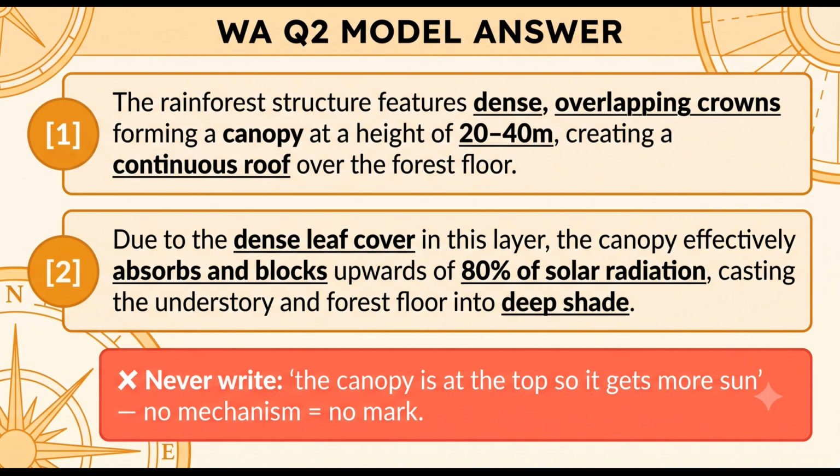Mark 2. Because the leaf cover is so dense and covers such a wide area, it absorbs and blocks approximately 80% of incoming solar radiation before it can reach the layers below, leaving the understory and forest floor in deep shade. Check your answer against this. Never write, the canopy is at the top so it gets more sun. That is not an explanation of why the canopy blocks light from below, and it scores nothing for this question.